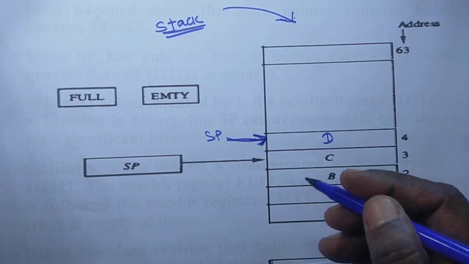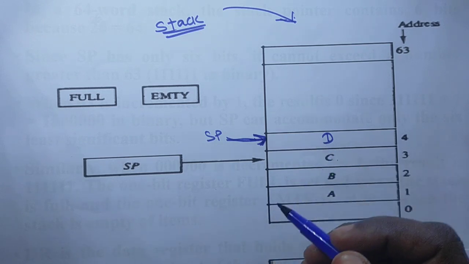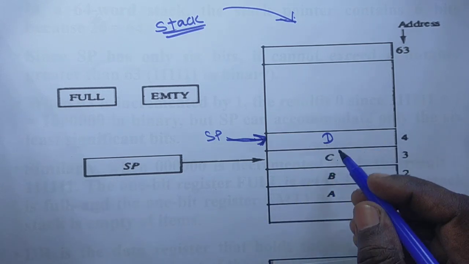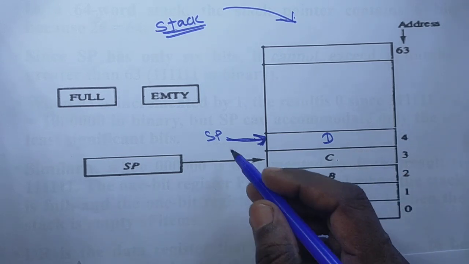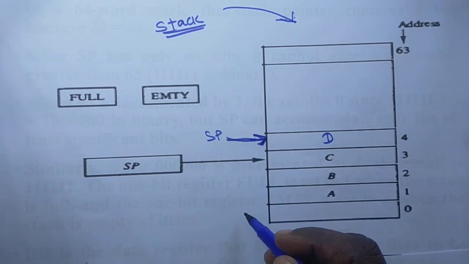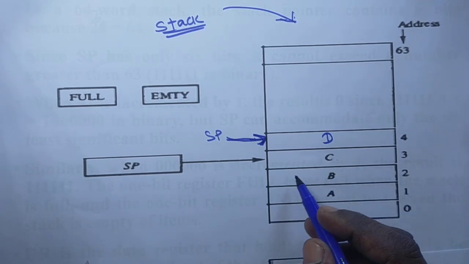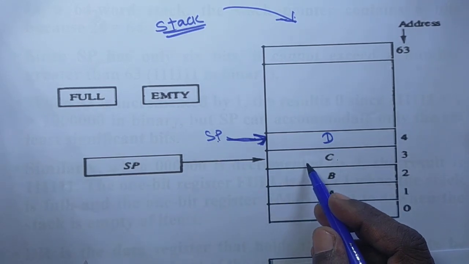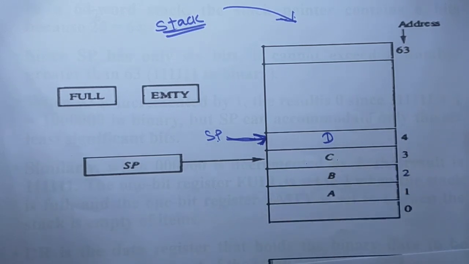Suppose data is popped out one after one: D will pop out, then C will pop out. Similarly, SP will decrease automatically. If C is deleted or popped out, then SP will automatically point here. This is the basic concept.